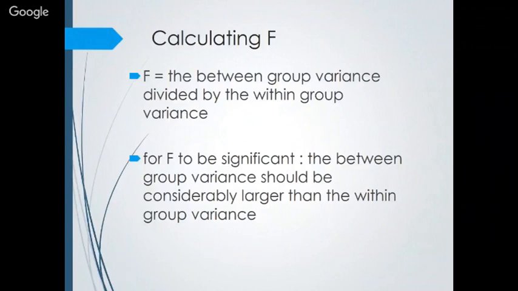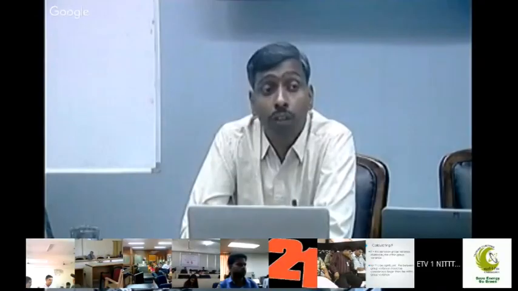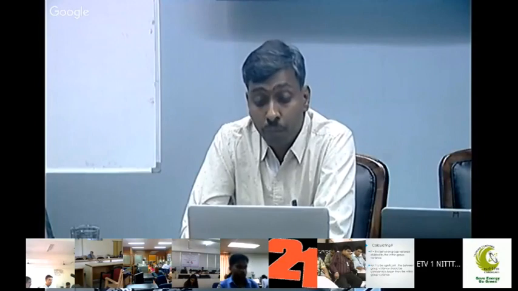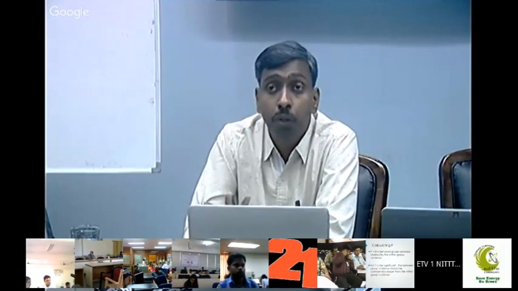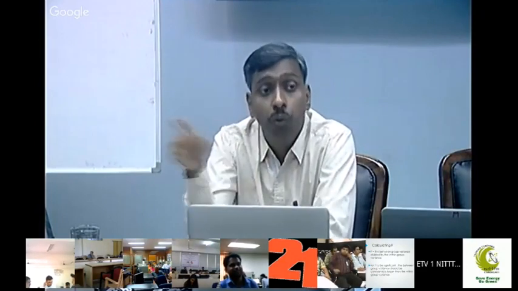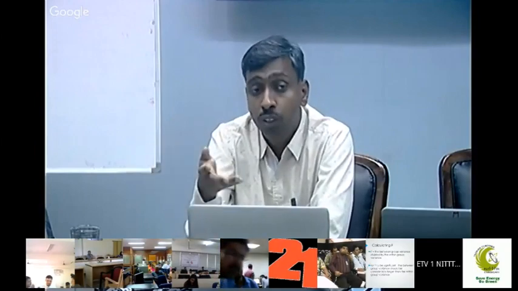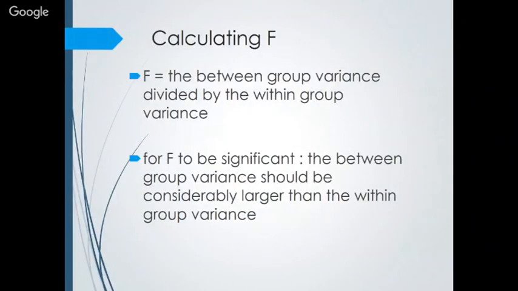So for F to be significant, the between group variance, meaning group 1, group 2, group 3, or group 4, the four groups, that variance should be considerably larger than the within group variability, the variability within the same group. So that is a condition.